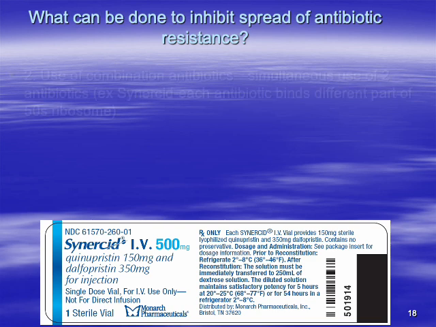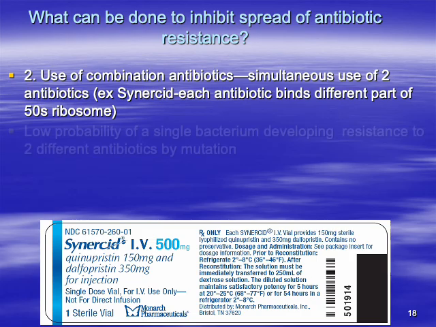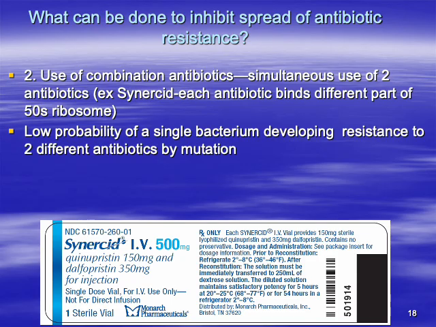Another thing that can be done to stop the spread of widespread resistance, and this is kind of interesting, is to use combination antibiotics. I mentioned Synercid before. It's a streptogramin; it's actually two streptogramins together. Each of them binds a different part of the 50S ribosome, so they have different sites. They're working as a team. And what they found is that there are not many bacteria that are resistant to Synercid.